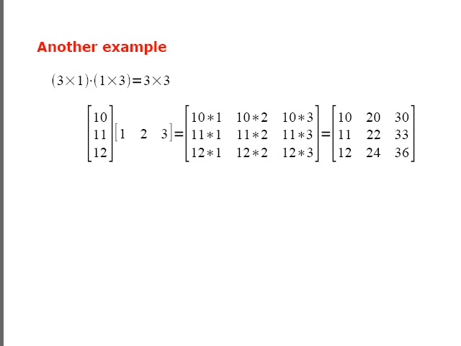I'm going to give one more example. In this case, I'll take a 3 by 1 times a 1 by 3. So these numbers are the same, so I can proceed with the multiplication, and the answer will be a 3 by 3.